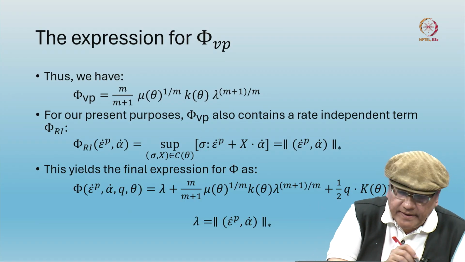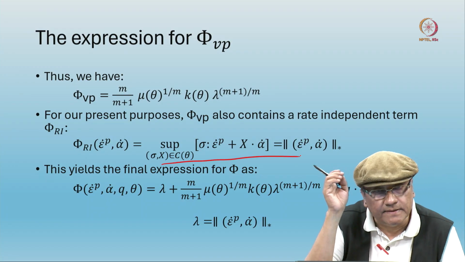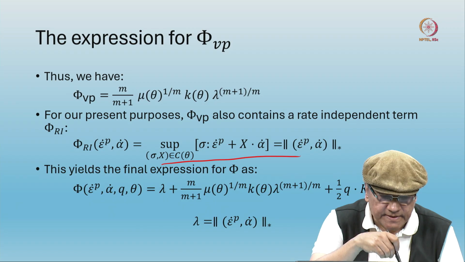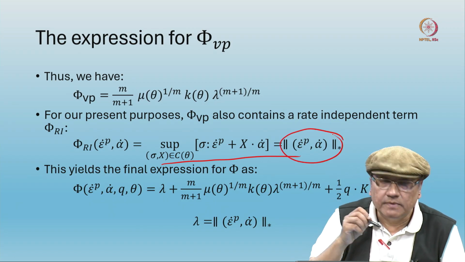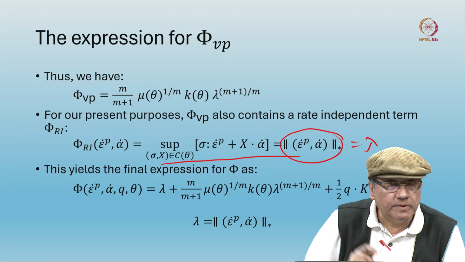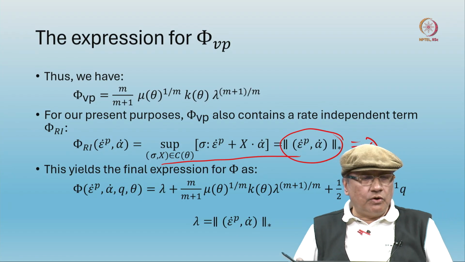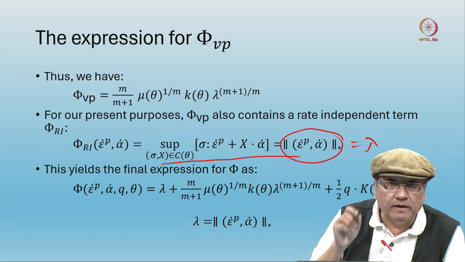So add phi Ri, which is basically nothing but the support function of c theta, over sigma nx, find the supremum. This is nothing but the dual norm. We called this lambda, remember. So find this. So this is my phi Ri.